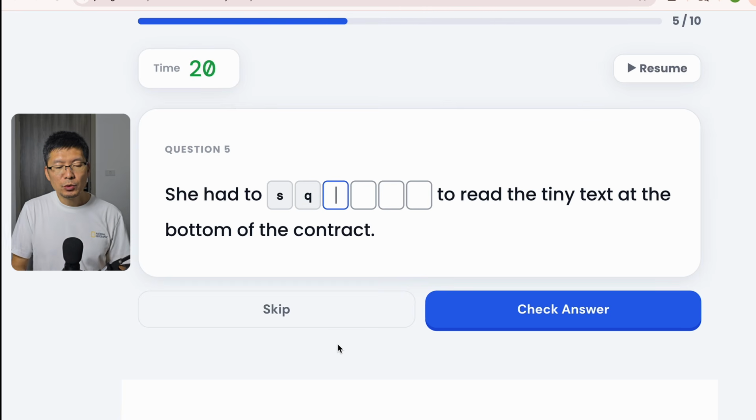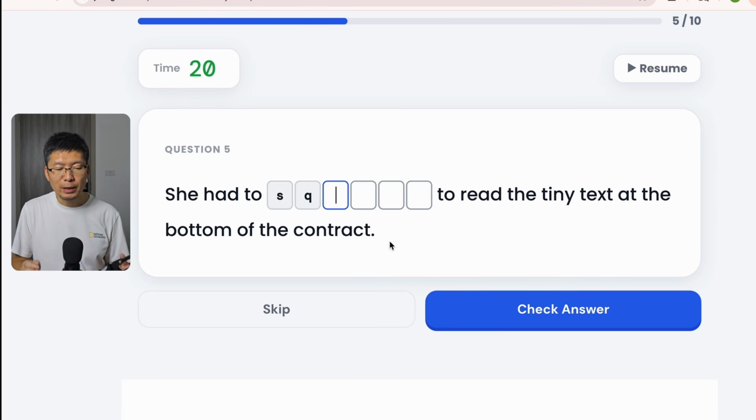She had to what? To read the tiny text at the bottom of the contract. So she had to do something, right? To read the tiny text at the bottom of the contract. It's a verb, right? Had to do something.